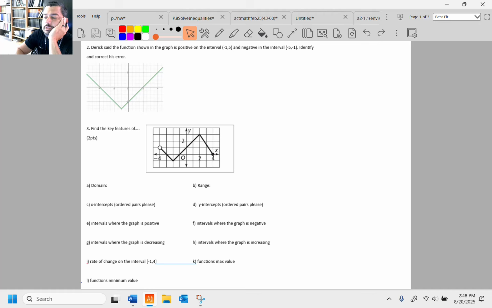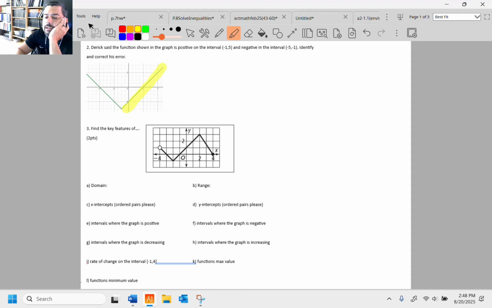Alright, so here is homework 1-1. And here's the first question. Derek, the D stands for dumb, said the function shown in the graph is positive on the interval from -1 to 5 and negative on the interval from -5 to 1. Okay, so the interval from -1 to 5, he's talking about this.